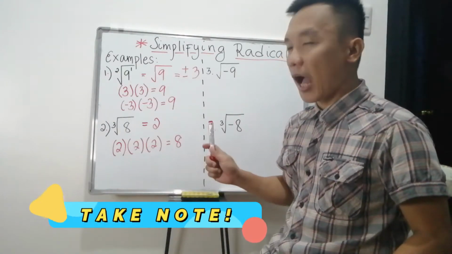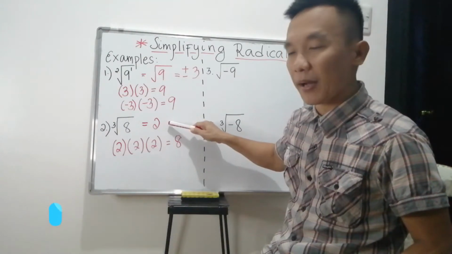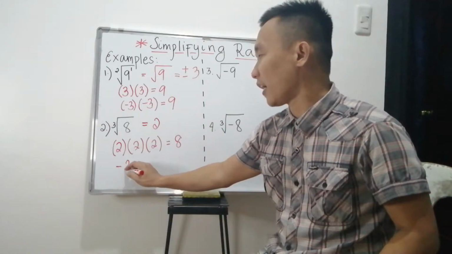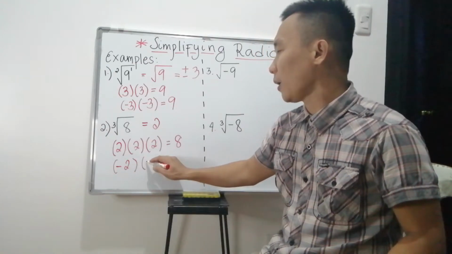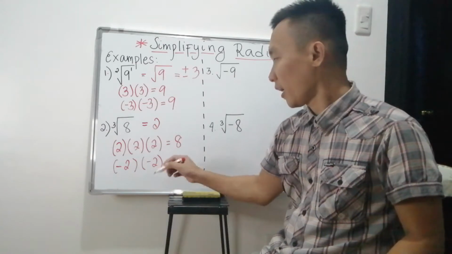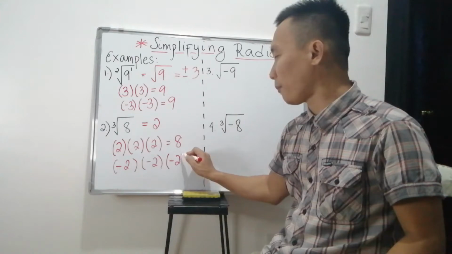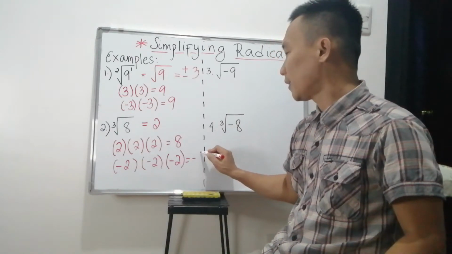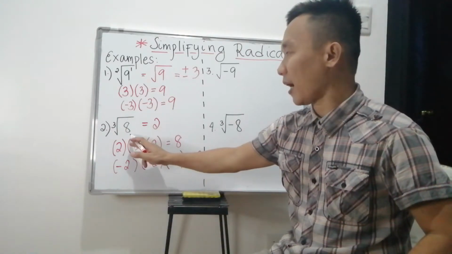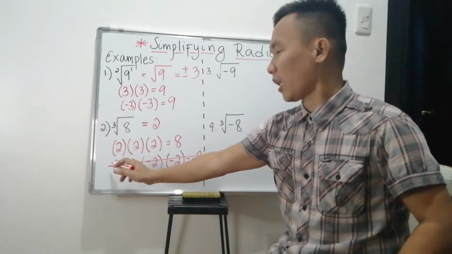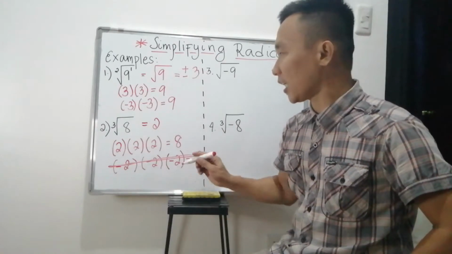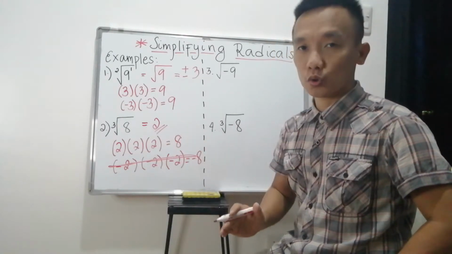Now, take note on our second example, we only have the positive answer. We cannot have a negative answer because if you have a negative 2 multiplied to a negative 2, the answer is positive 4. Then a positive 4, when it is multiplied to a negative 2, the answer is negative 8. Therefore, it is not the same as your radicand 8. So therefore, we cannot have a negative 2 answer. It is just only a positive 2.